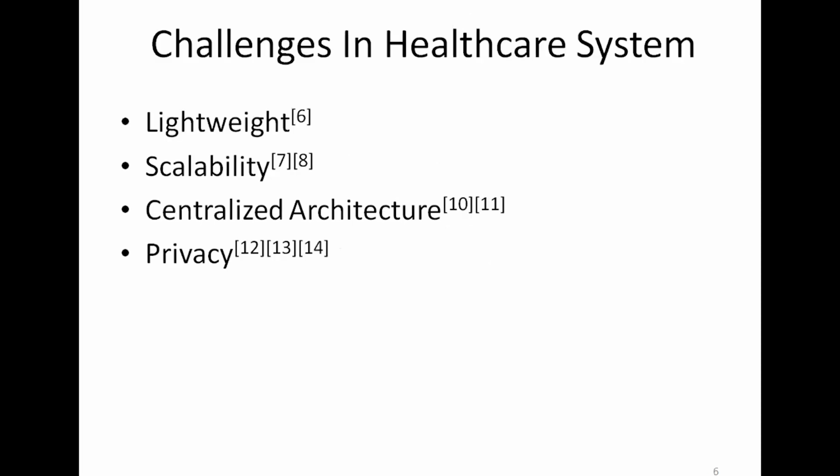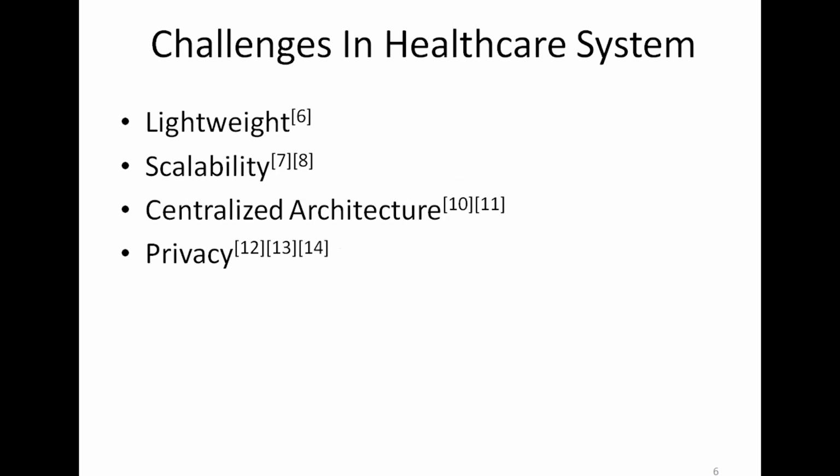There are a few challenges in the healthcare system. First one is lightweight devices. As we know, different patients nowadays are wearing some sensors, some devices which can monitor the health vitals. So they will not store a large amount of data. So lightweight devices are the biggest issue in terms of storing and retrieving the data.